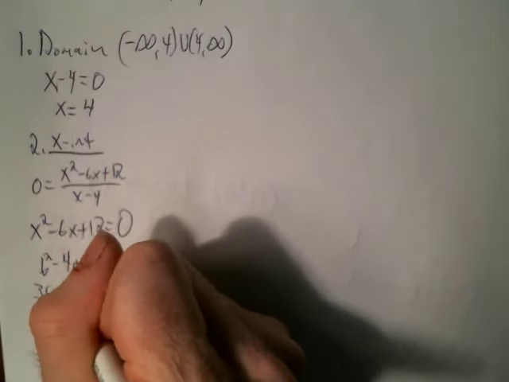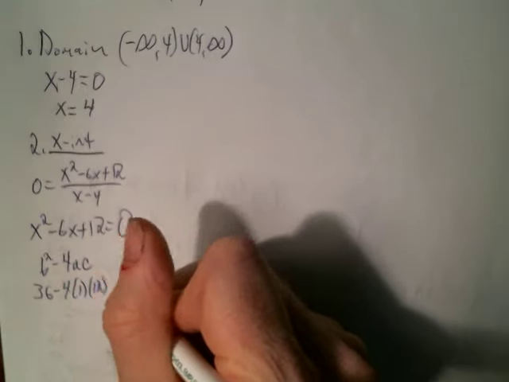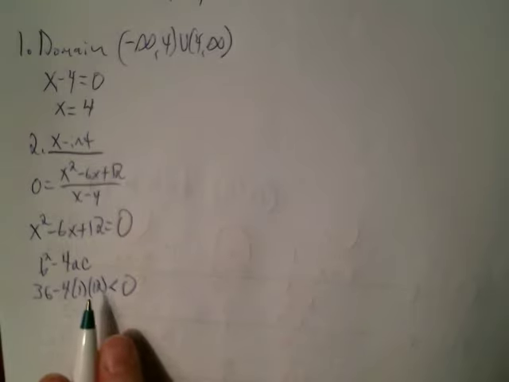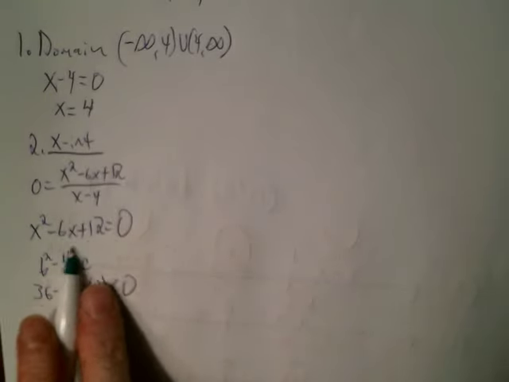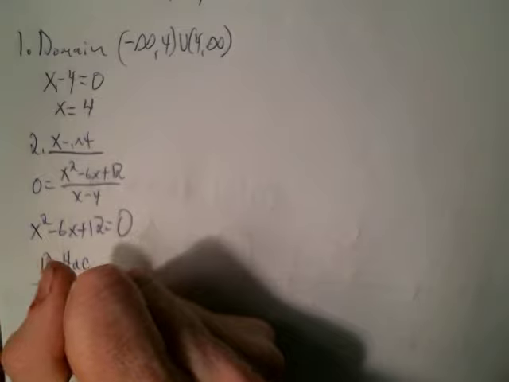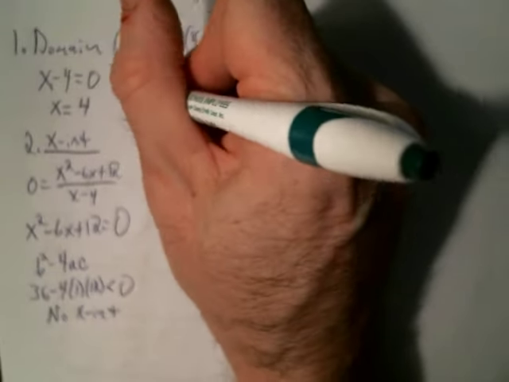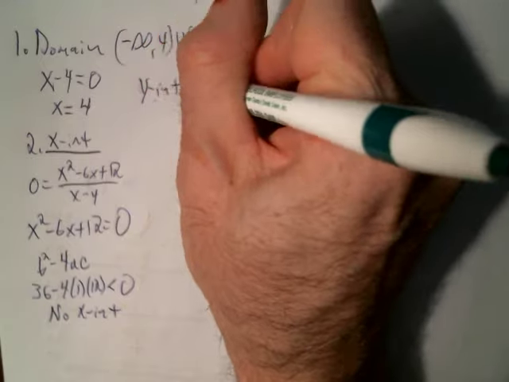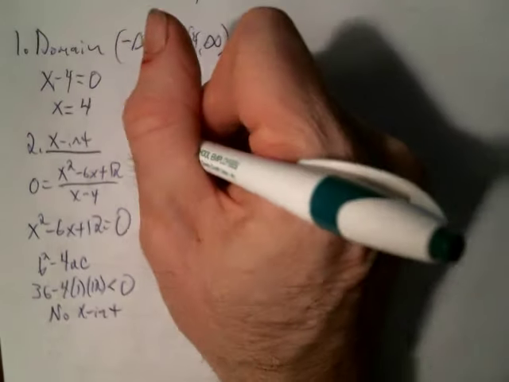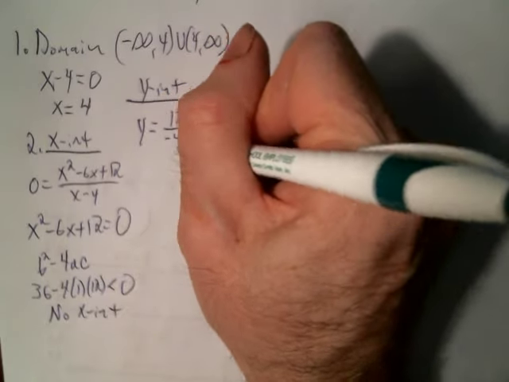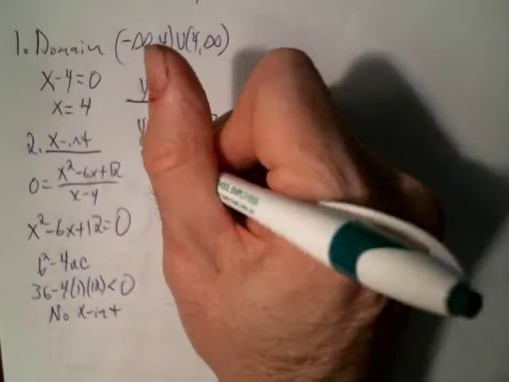36 minus 4 times 1 times 12 is definitely less than 0. So what I'm getting at is there is no x-intercept. Solving this would result in imaginary solutions, so there is no x-intercept. The y-intercept, then, you get that by letting x equals 0, so y equals 12 over -4. There is one of those. It's at 0, -3.